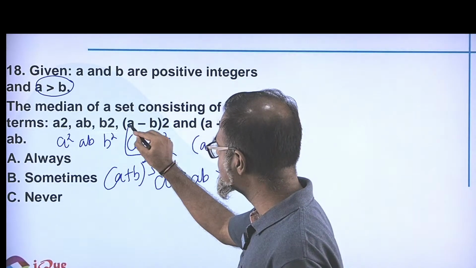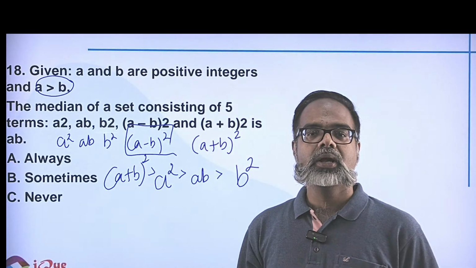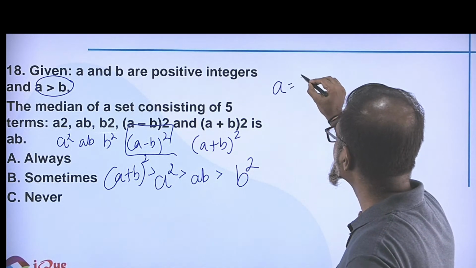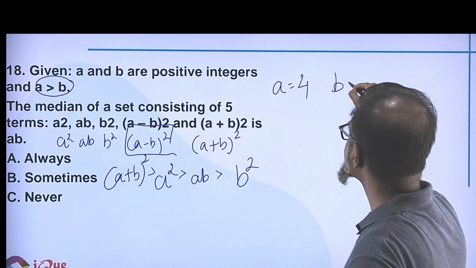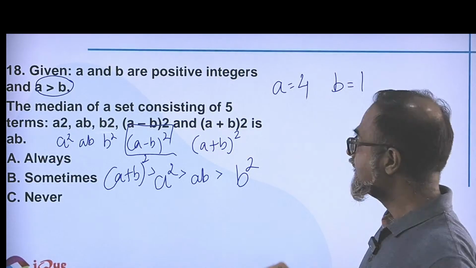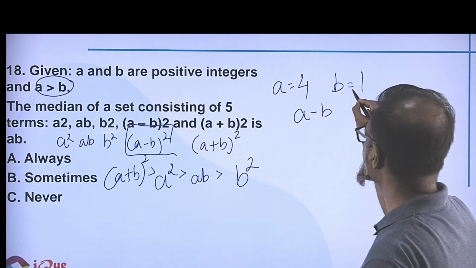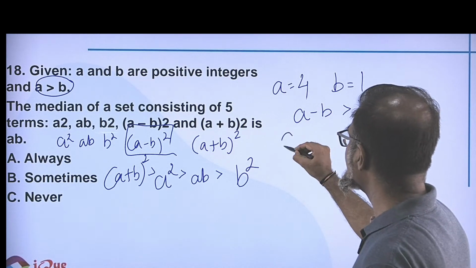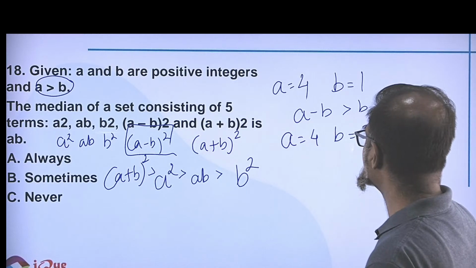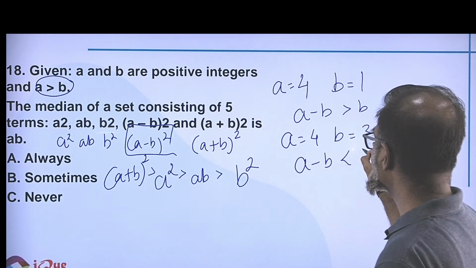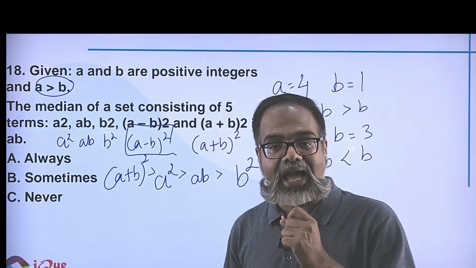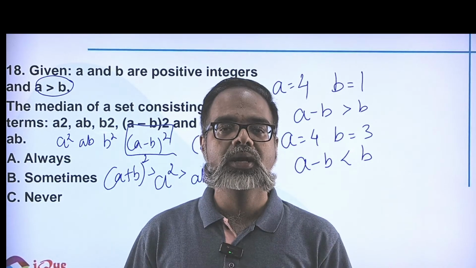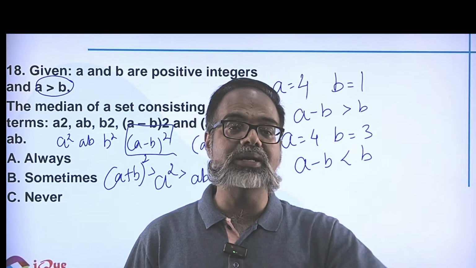But I'm stuck with this little pesky thing. How does (a minus b) the whole square fit? If I take a is equal to, let us say 4 and let us say b is equal to 1, then in this case a minus b, 4 minus 1, which is 3, is greater than b. But if I say a is equal to 4 and b is equal to 3, then a minus b, 1, is less than b. So I cannot identify the relationship between a minus b with the others. But it is possible that sometimes it is small, sometimes it is large.